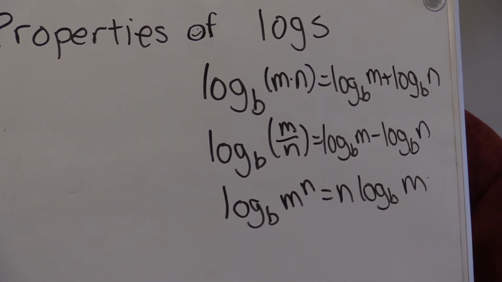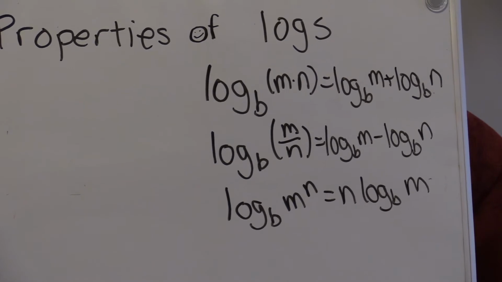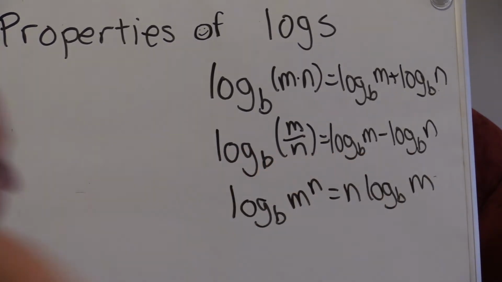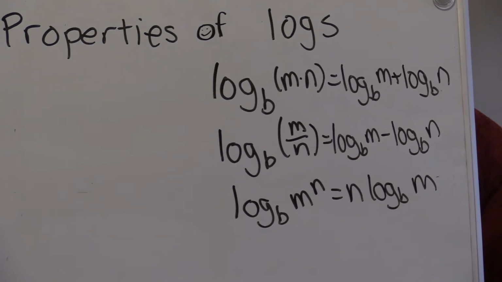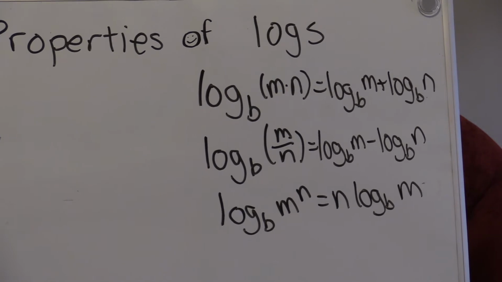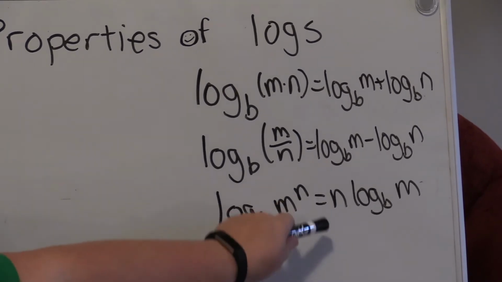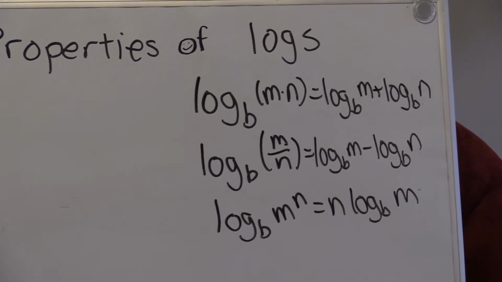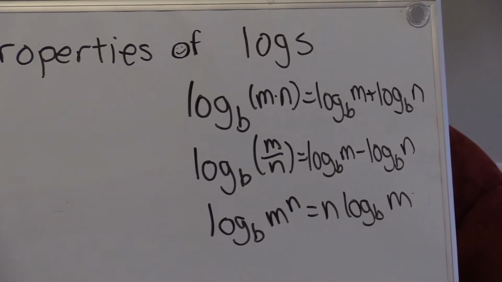When we divide, we subtract the exponents. Notice the subtraction sign here. And when we raise a power to a power, we multiply it in front. And that's how it works. So we have the power property, the quotient property, and the product property.